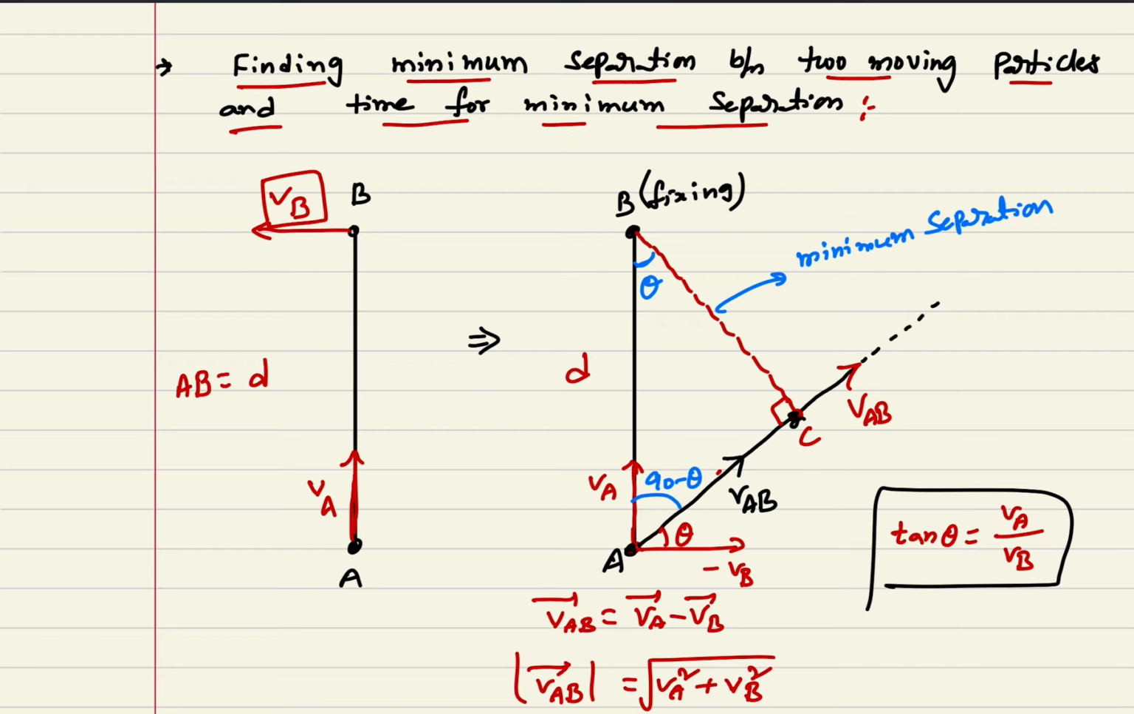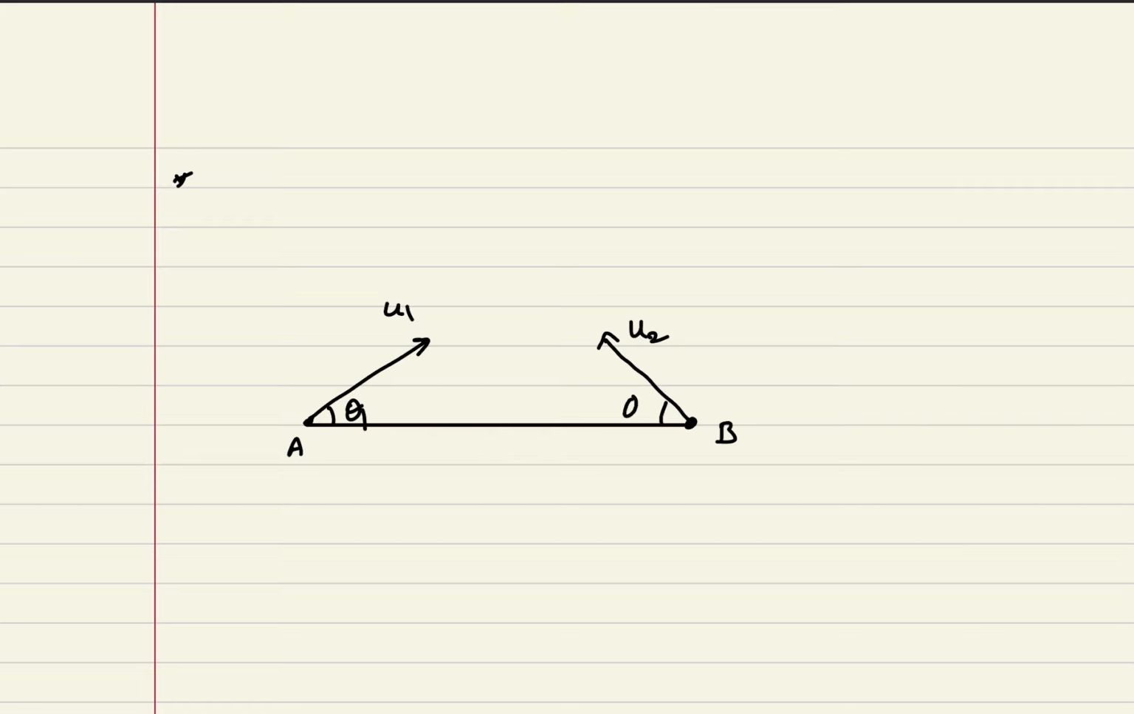Now instead of this, if there are projectile particles, then how to calculate the minimum separation, I will write. Let us consider that there are two projectiles. One projectile is A, the other projectile is B. A is projected with U1 at angle theta 1, and the other one makes angle theta 2. Now the separation between them, let us consider D.